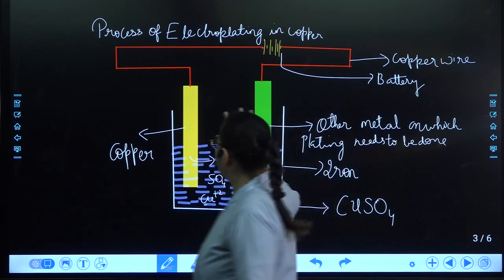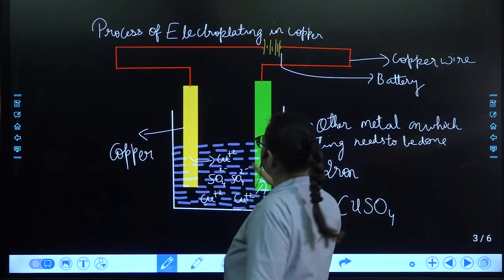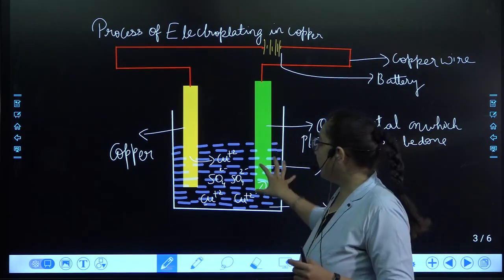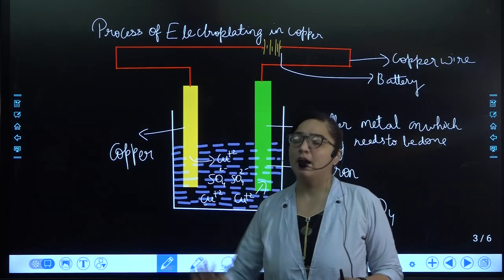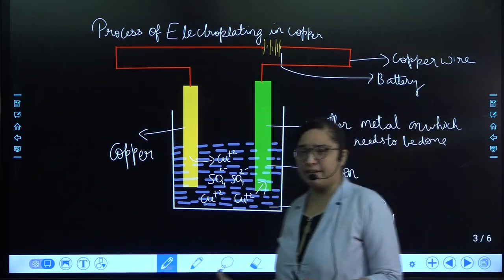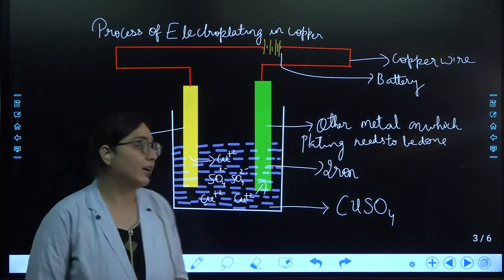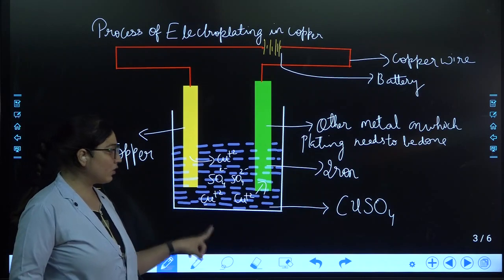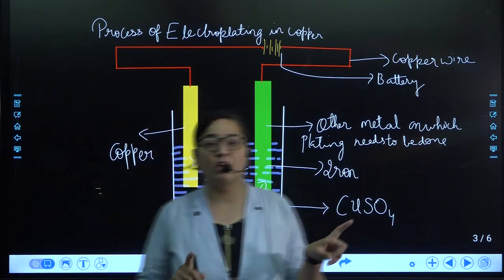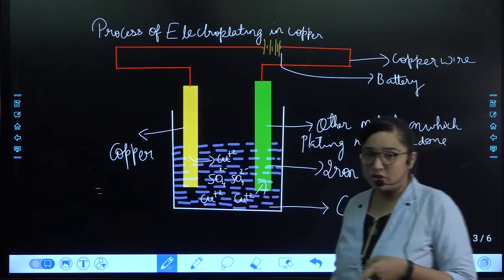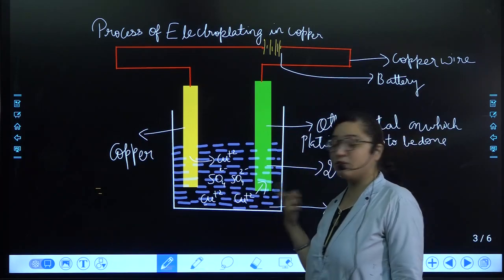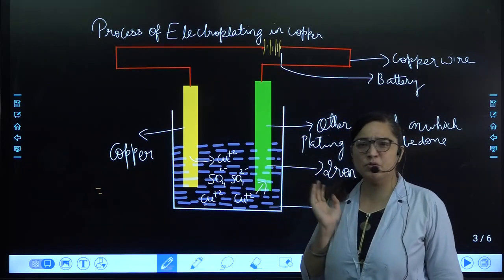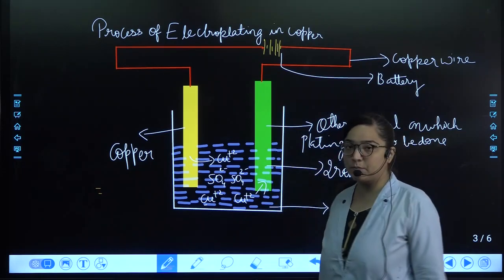This is the copper metal which needs to be plated, and this is the metallic plate on which the plating needs to be done. Let us take an example, it is iron. What we did: take the solution of the electrolyte, the salt of the metal which needs to be plated. Here it is copper, so we took CuSO4 solution and arranged the whole of the apparatus. That was very much clear when the diagram was explained.